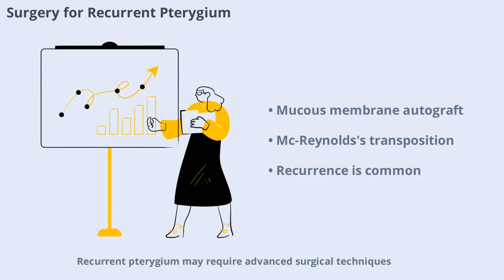Recurrent pterygium may require advanced surgical techniques. One method is mucous membrane autograft, where a conjunctival graft from the superotemporal quadrant is sutured to the bare sclera, preventing regrowth. Another is McReynolds's transposition, where the pterygium head is inserted under the conjunctiva at the 6 o'clock position and sutured, redirecting its growth away from the cornea. Recurrence remains the main complication after excision.